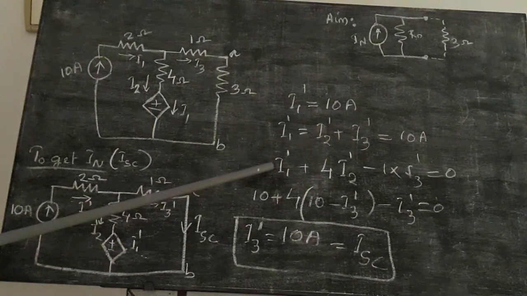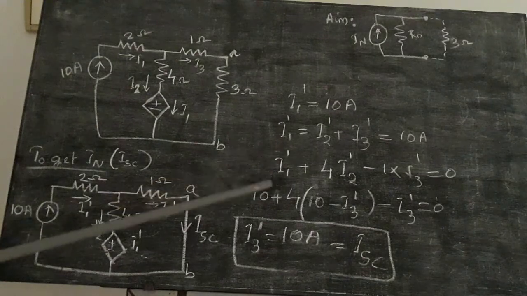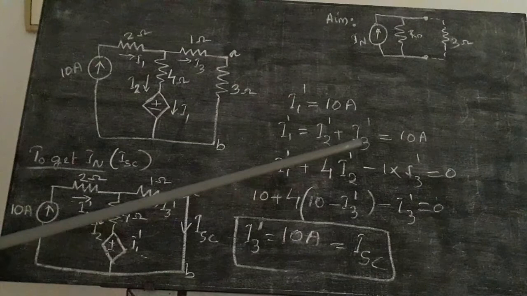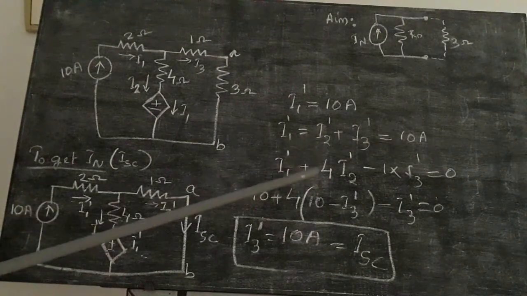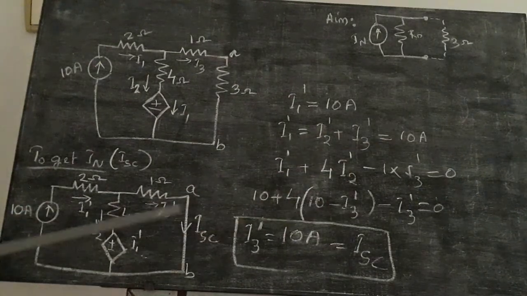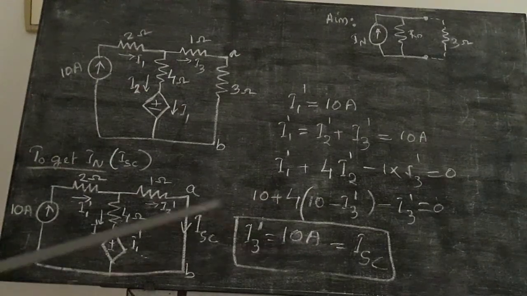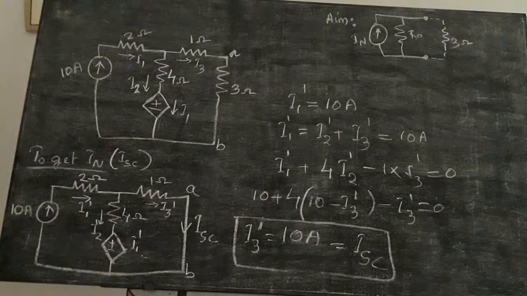In this equation, I substituted. What is I1 dash? I1 dash is equal to 10. Then 4 into I2 dash is equal to 10 minus I3 dash. Solving this equation, I will get I3 dash is equal to 10 ampere. That is what is ISC. Our first step completed.